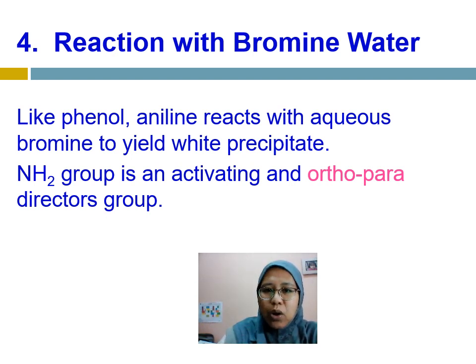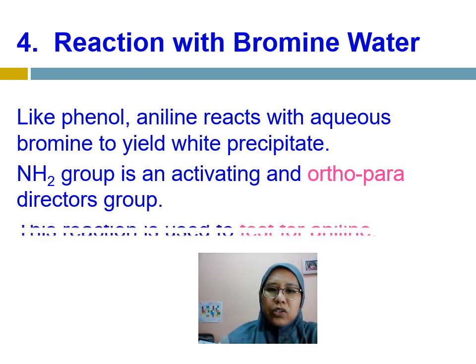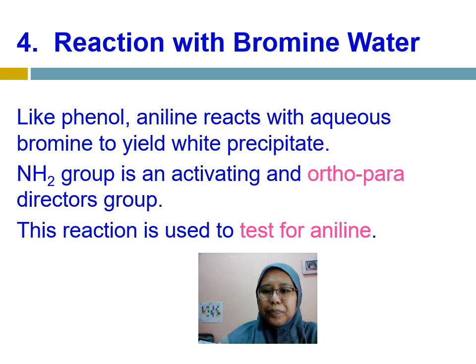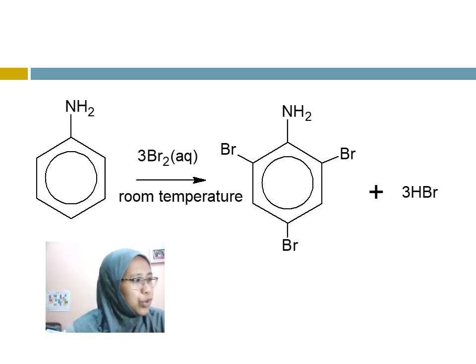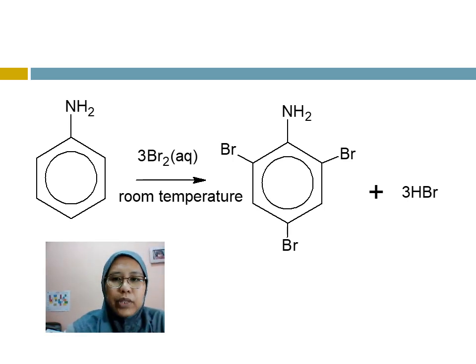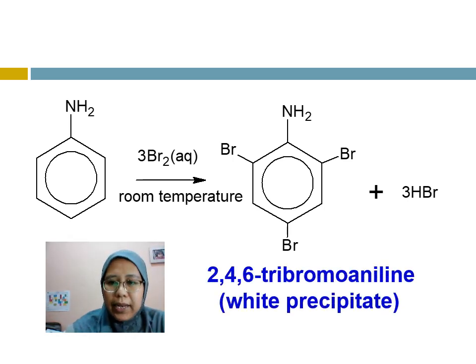The formation of white precipitate happens when we do this reaction, whereby amino group being an activating ortho-para director, it is going to put the bromine at the position of 2, 4, and 6, as shown to you here in your page 372. The name for this compound formed is 2,4,6-tribromoaniline.